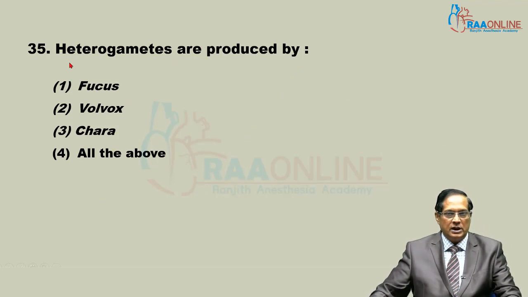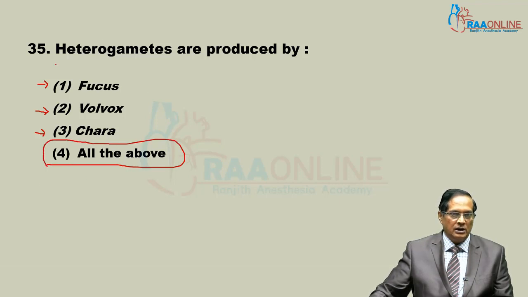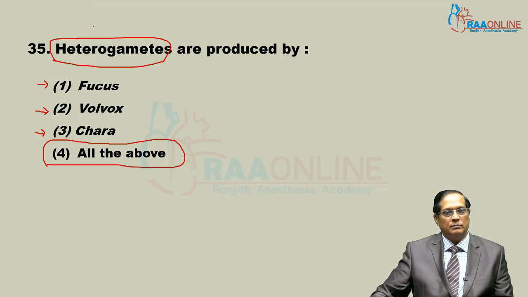35th question. Heterogametes are produced by. Heterogamete means male and female gametes differ in structure and even in function. First one, Fucus, second, Volvox, third, Chara. In all these, male and female gametes are of different type. Such gametes are called heterogametes, that is, they do not resemble in morphology and even in physiology.